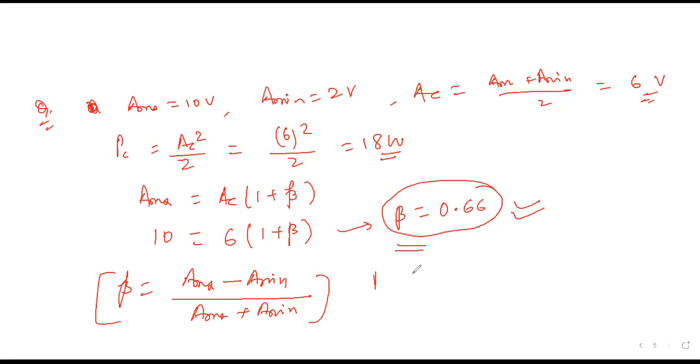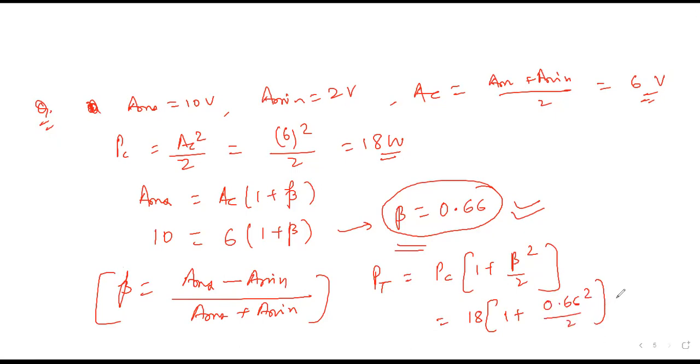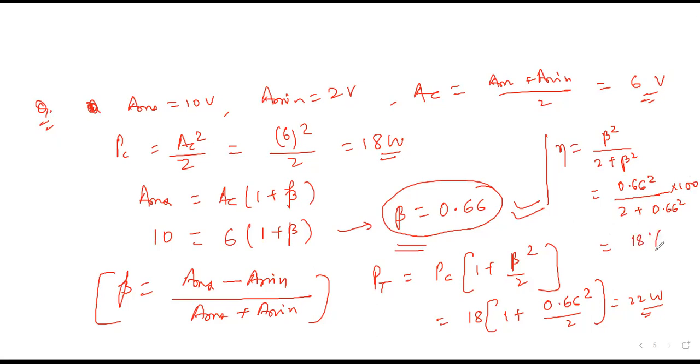So what's the total power transmitted? This is PT equal to PC into 1 plus beta square by 2. And PC is 18 watt. 1 plus 0.66 square divided by 2, and you will get the answer. This is 22 watt. What is the modulation efficiency? This is beta square divided by 2 plus beta square. This is 0.66 square upon 2 plus 0.66 square, into 100. And this will be around 18%. So efficiency will be around 18%.